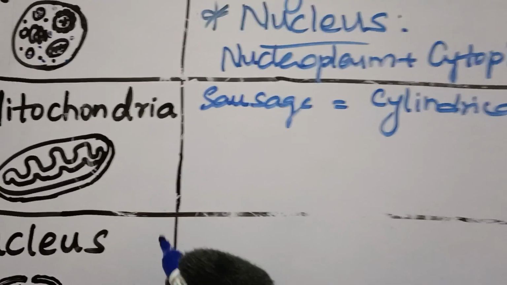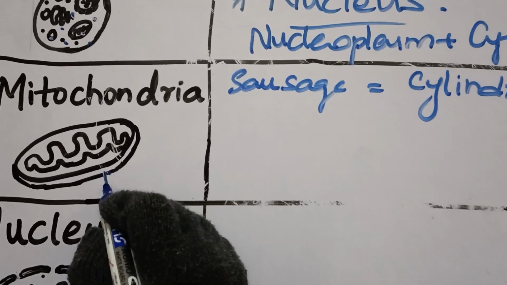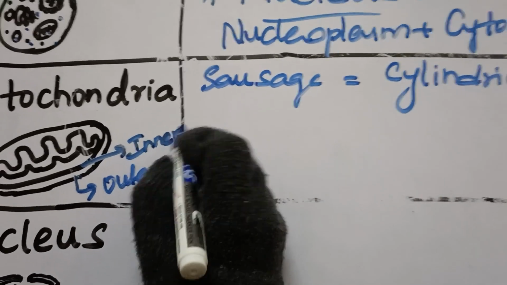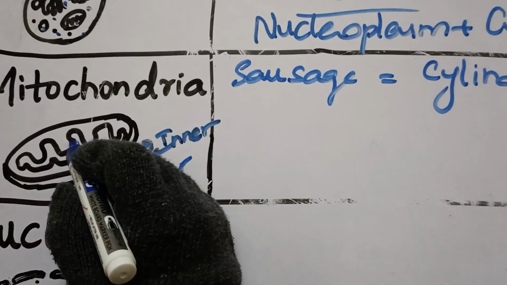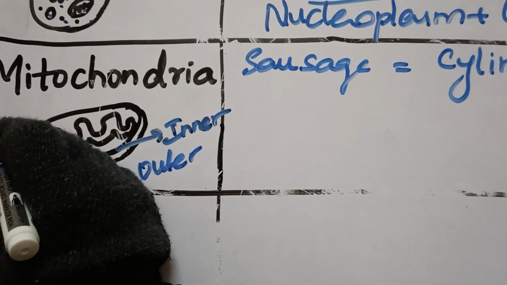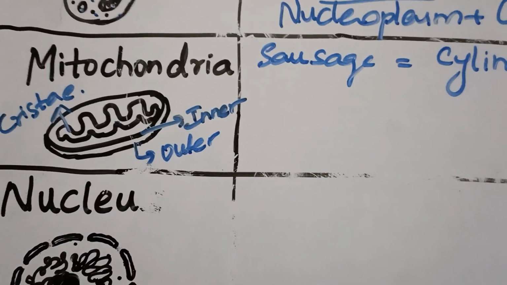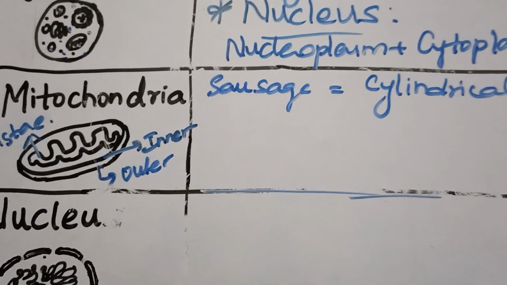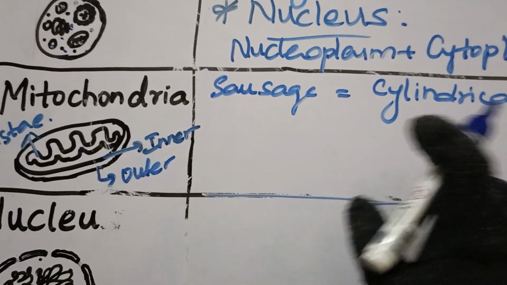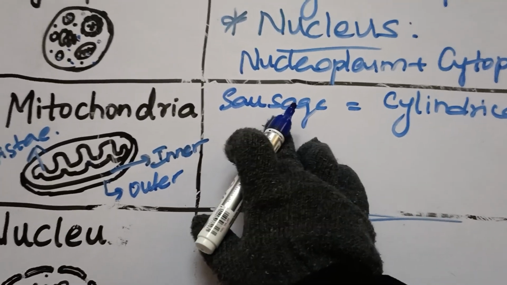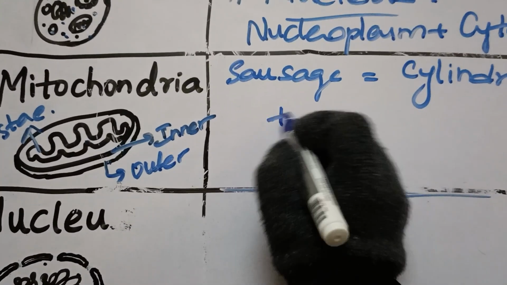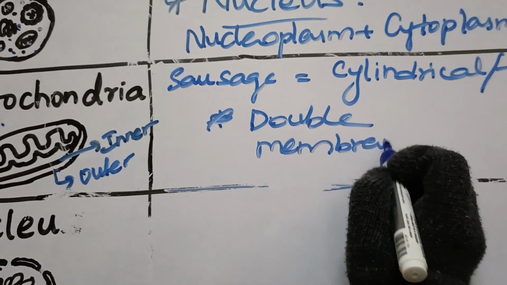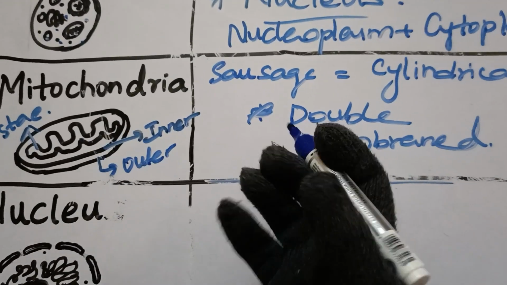So if you see here, there is a double membrane for mitochondria. This is known as the outer membrane and this is the inner membrane. If you see, inner membrane is having some folds. These folds are known as cristae. Okay, so what are the characteristics of mitochondria? We have talked about its shape. It is double membraned, right? And then it consists of cristae, inner foldings, right?